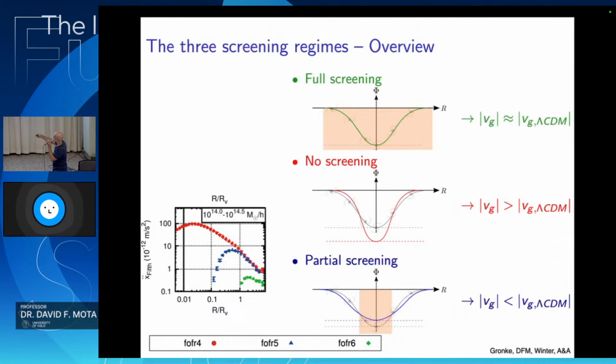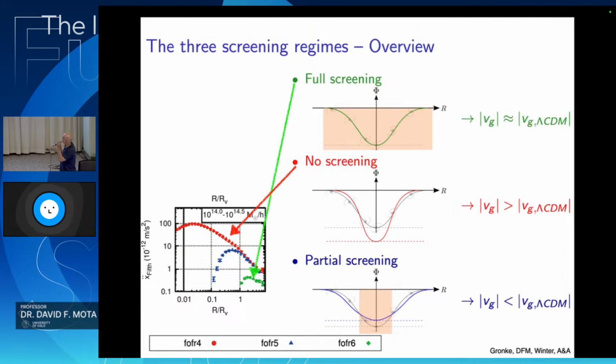So this is the center of the cluster, and this is the outskirts of the cluster. As you can see, with my f(R) 6 model, basically this force is screened from the virial radius all the way to the center of the cluster. The phi force is completely screened, so I don't see any effects on the shape of my gravitational potential. It's just the general relativity one, because the phi force is equal to 0 basically everywhere there.